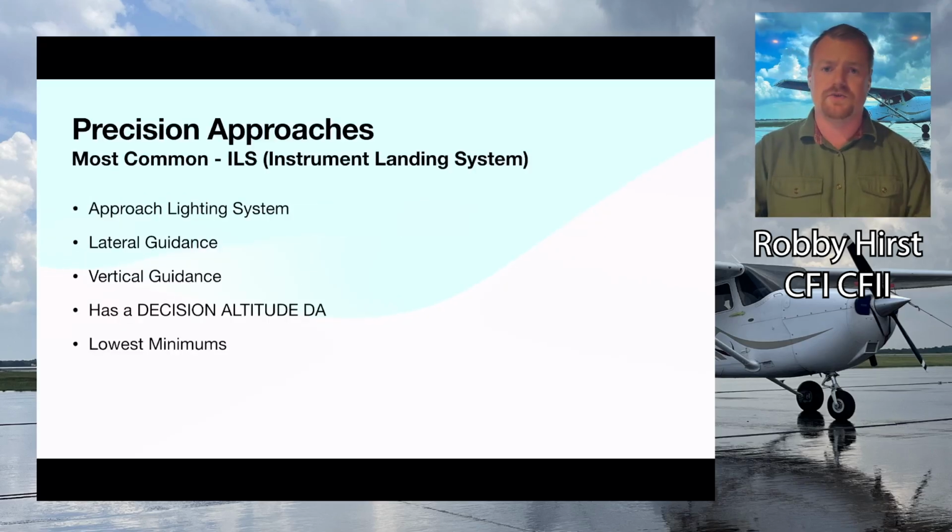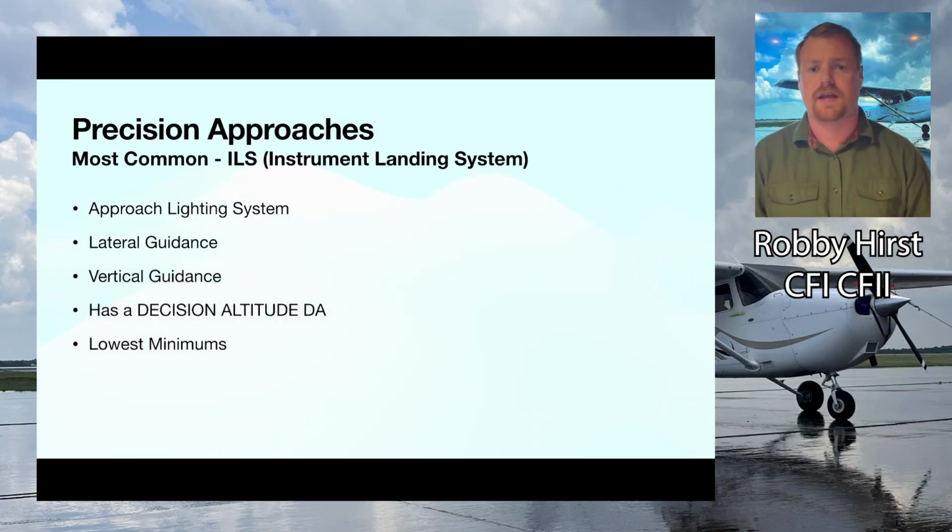So jumping right into it, we've got precision approaches. The most common precision approach that you're going to run into in the wild is going to be an ILS, or an instrument landing system. There are some other approaches that are considered precision approaches, such as a precision radar approach. But the vast majority of the time that you see a precision approach is going to be an ILS.